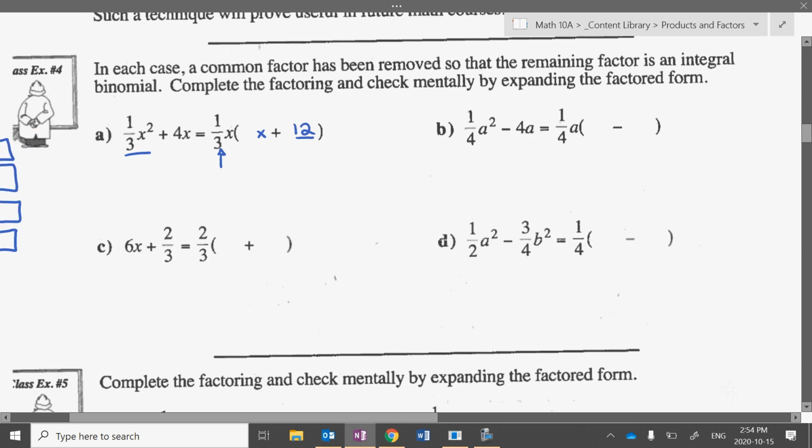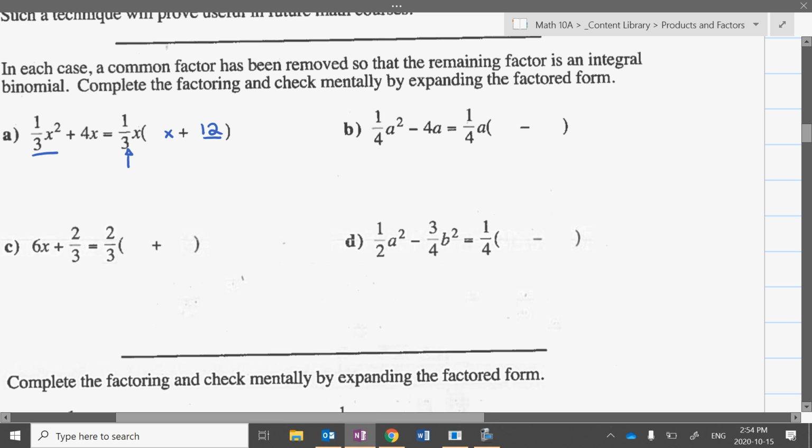Okay, let's try B. So they tell us on B, 1/4 is our greatest common factor. So my first term, I'm left with an A. How many quarters are in 4? 16. Good. That one's easier, right? We're thinking about money. How many quarters are in $4? 16. Cool.